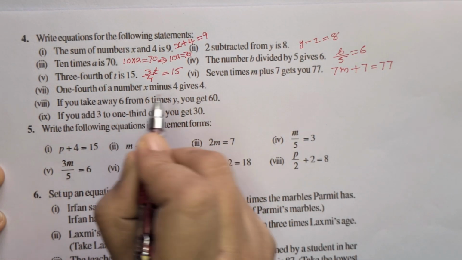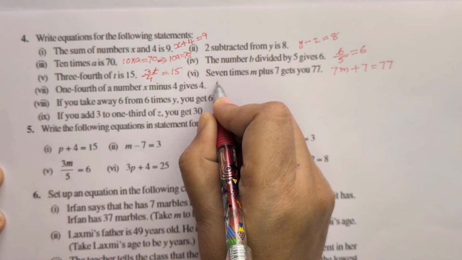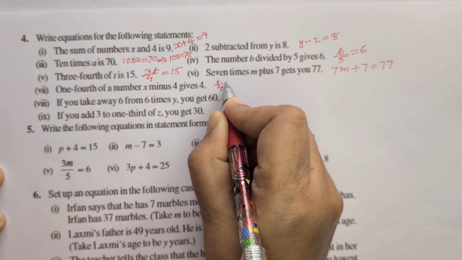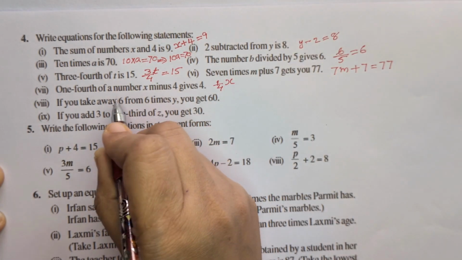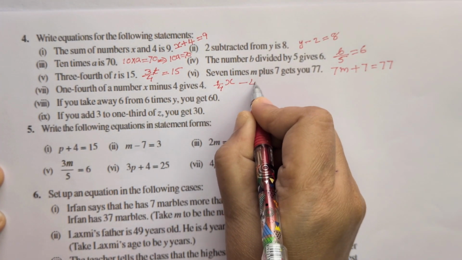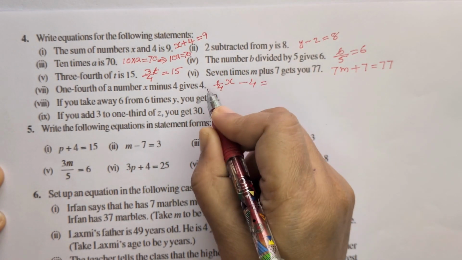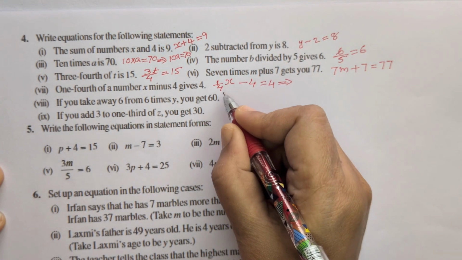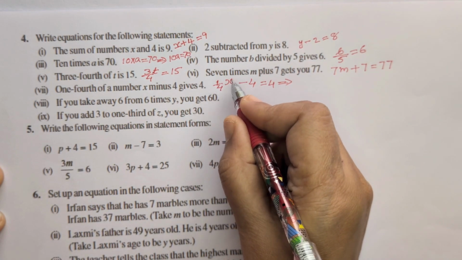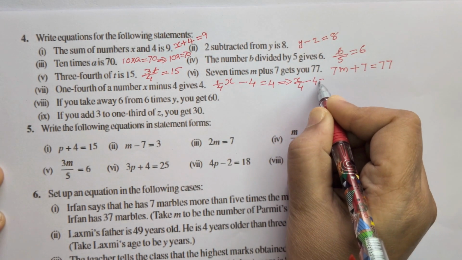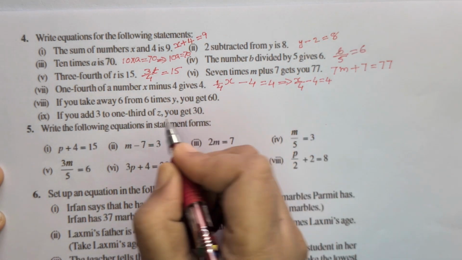1/4 of a number x, 1 by 4 of x, that means into x. 1/4 of a number x minus 4 gives, is equal to 4. This we can rewrite, 1 by 4 of x means 1 into x, so x by 4 minus 4 equal to 4.